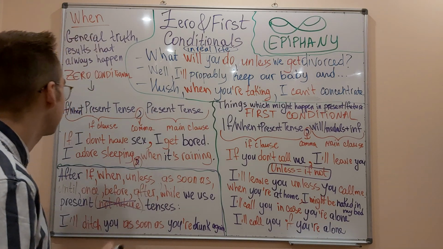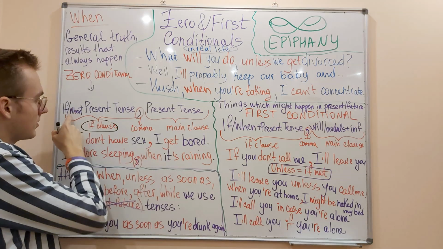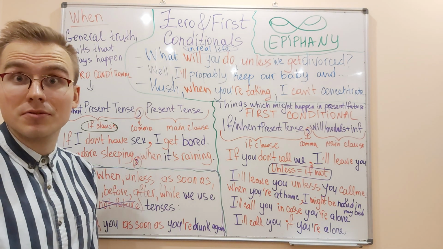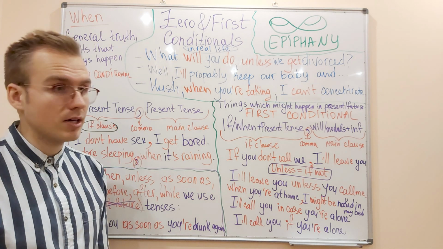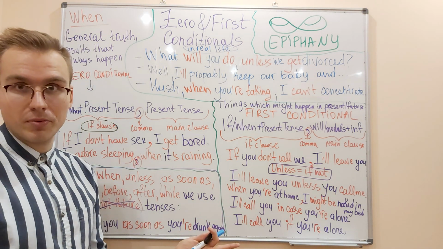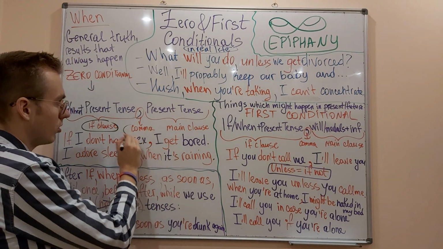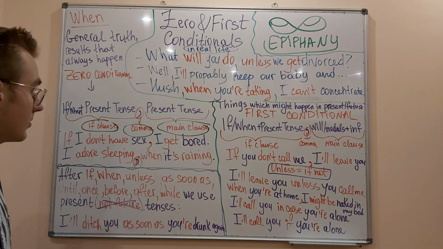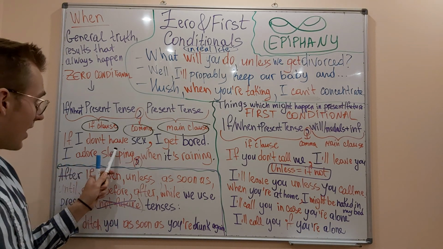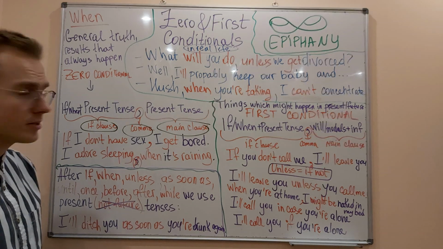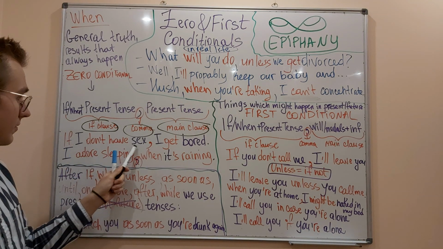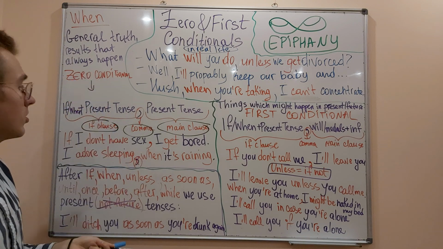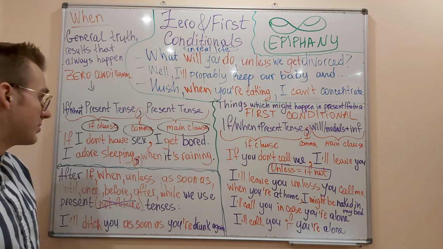What's very important is that the first part, this if part, we call the if clause. Clause means a part of a sentence which consists of subject and predicate, like noun and verb. Then we use a comma, very important, and the main clause, the most important clause. For example, if I don't have sex, I get bored. It's something like a general truth, something that always happens.